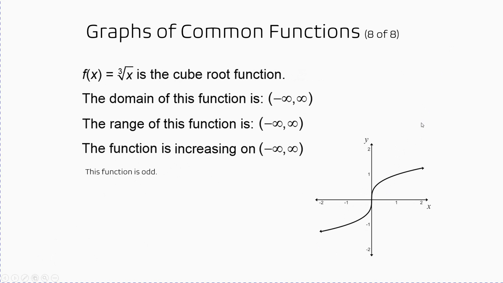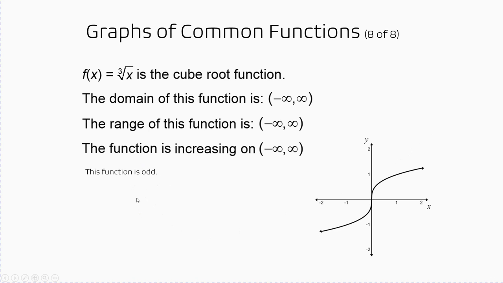Finally, we're going to talk about the cube root function, f of x equal to the third root of x. You can see this is what the graph of the third root function looks like. The domain is all real numbers, the range is all real numbers, and this graph is always increasing from negative infinity to infinity, because as you go left to right, you're always going up. And this is an odd function.